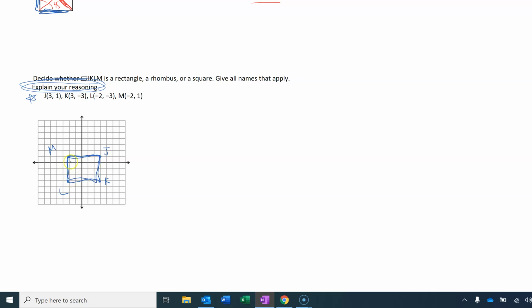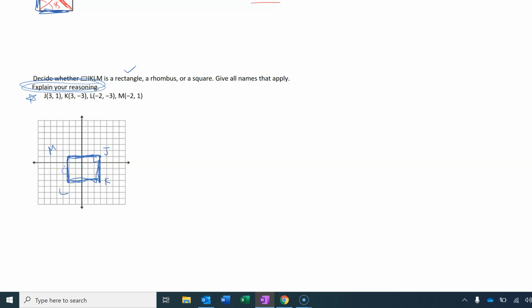And the first thing I notice is that these two lines are both vertical and these two lines are both horizontal. So we know that the angles are right angles, which means it's definitely going to be at least a rectangle. Now, a rhombus and a square, all the sides need to be congruent. So since these are just vertical and horizontal lines, we can just count to find the length of them. We don't have to use the distance formula or the Pythagorean theorem. We can just count. Now, if they're slanted lines, if they're diagonal, we can't do this.